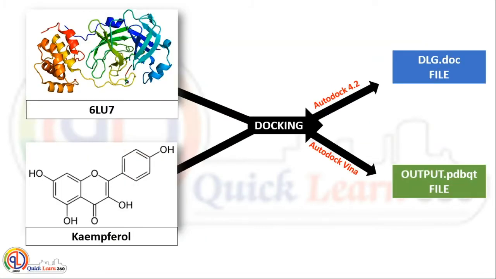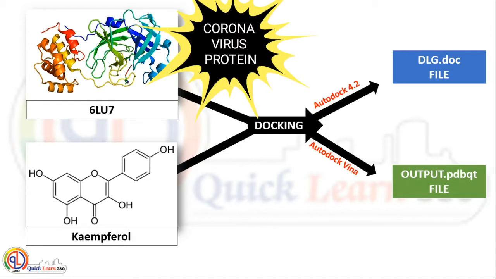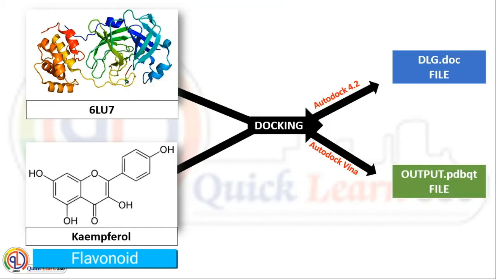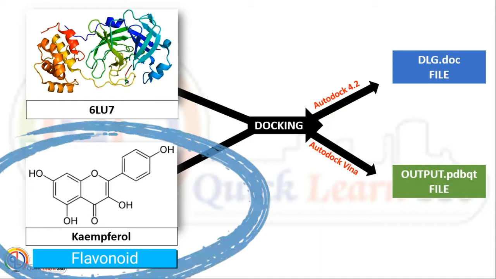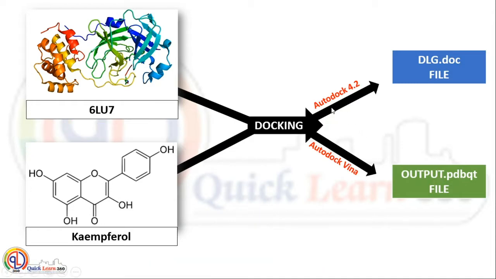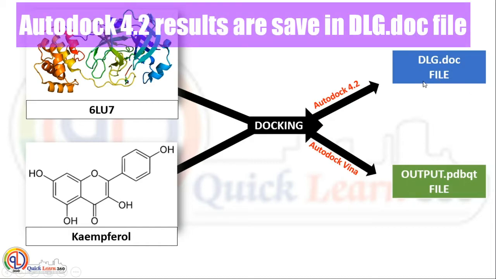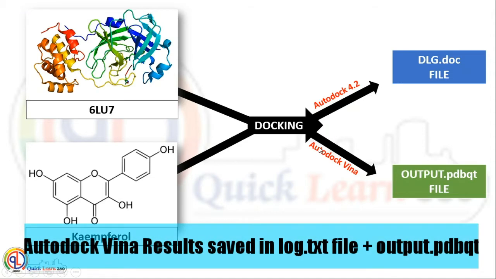So for that, we have selected one protein. The name of this protein is 6LU7, and we docked this protein structure using one of the flavonoids called kaempferol. We did the docking first using Autodock 4.2, to obtain the results in the form of a DLG file, and second, we also carried out the docking using Autodock Vina software, to obtain the result in the form of an output file.